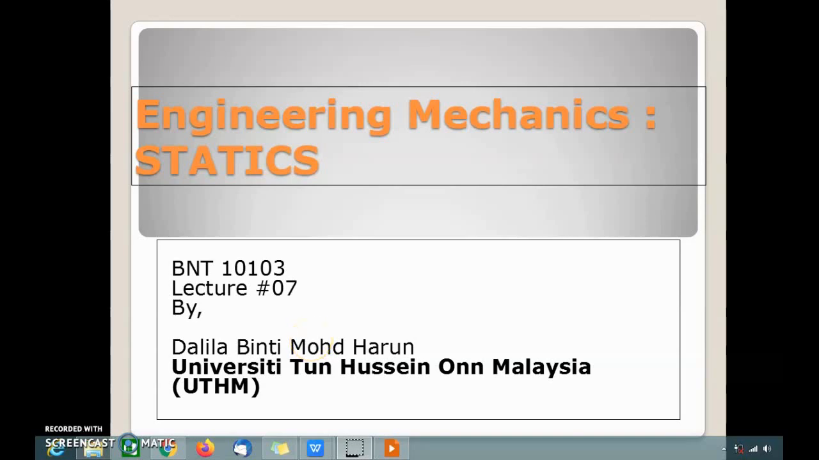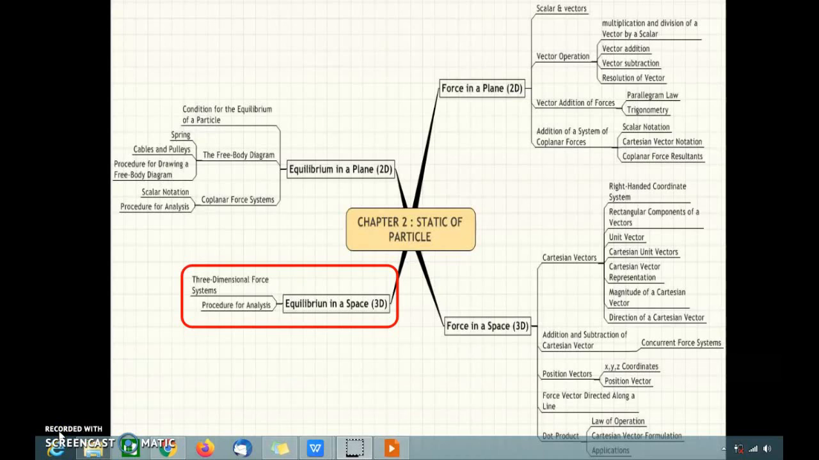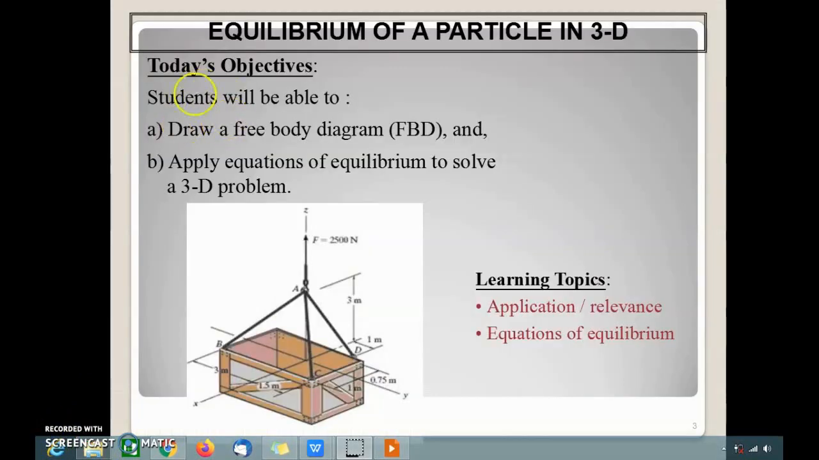Engineering Mechanics Static Lecture 7. This is the last topic of Chapter 2, Static of Particle, which is equilibrium in space, 3D. This is the objective.